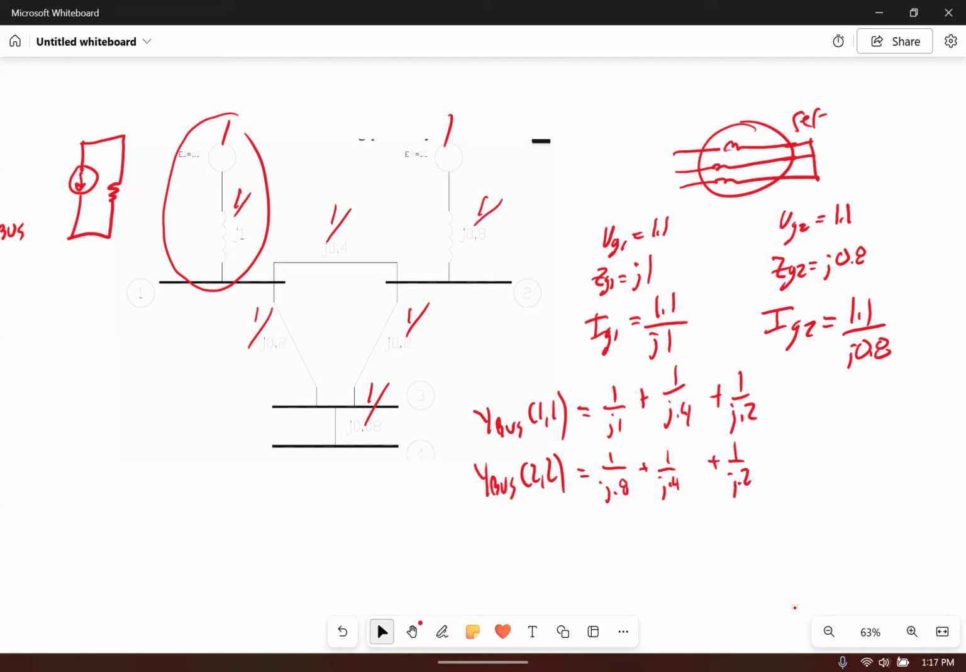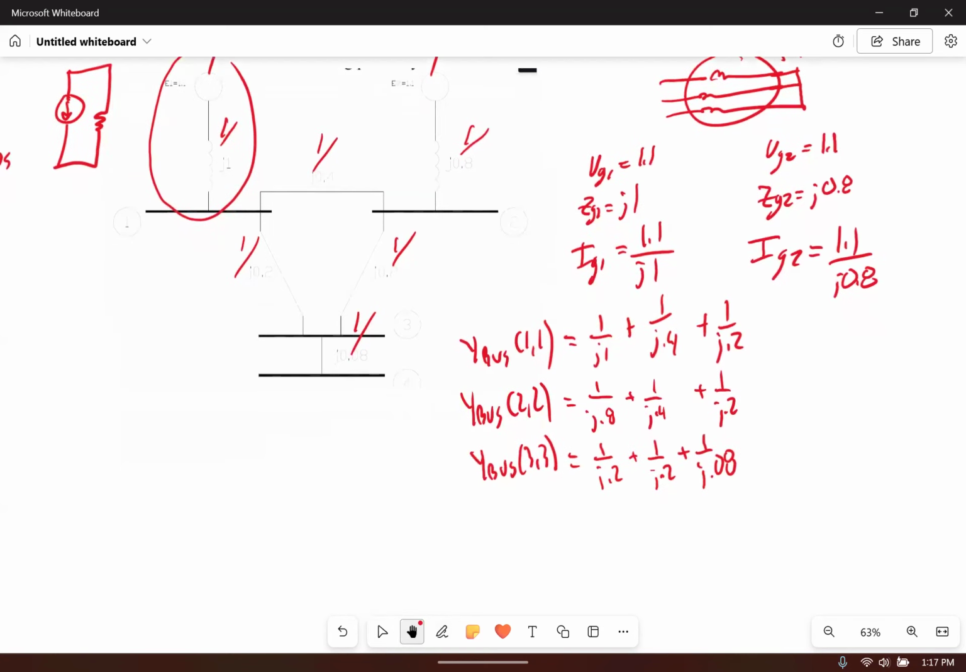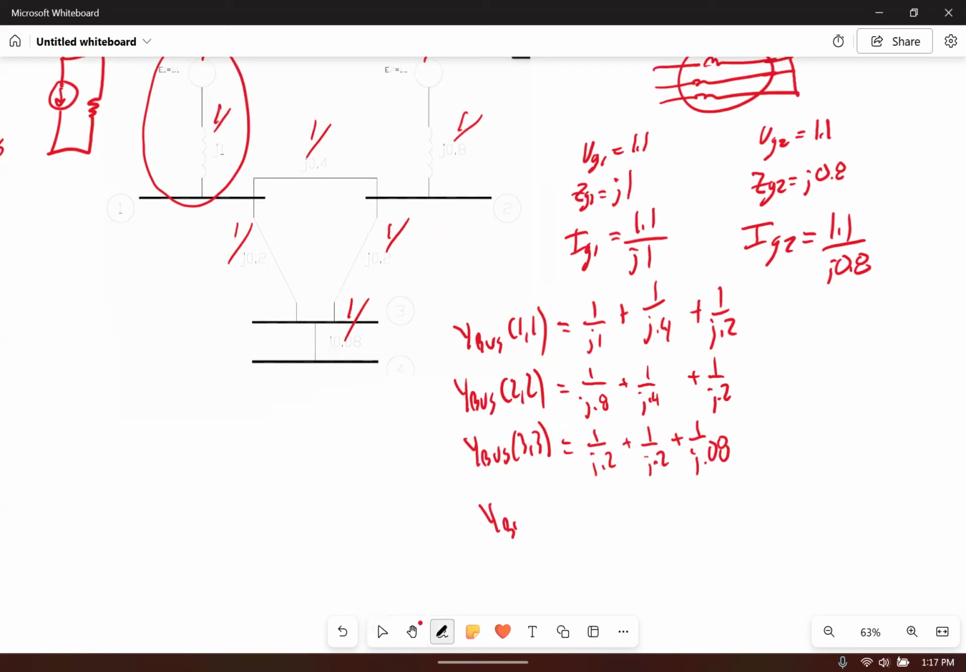Let me know if I'm going too fast. Y bus 3,3 is just going to be equal to the sum of the admittances connected to bus 3. So I have 1 over j0.2 plus 1 over j0.2 plus 1 over j0.08. And then my last one, bus 4. So 4,4 is equal to 1 over j0.08.